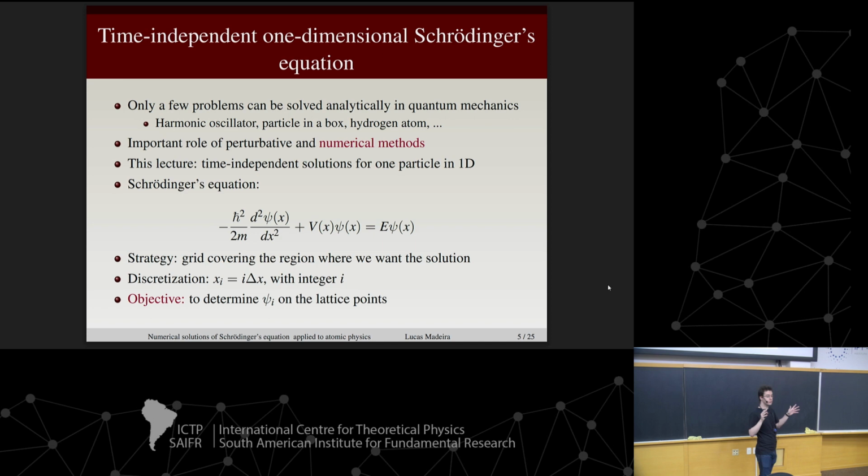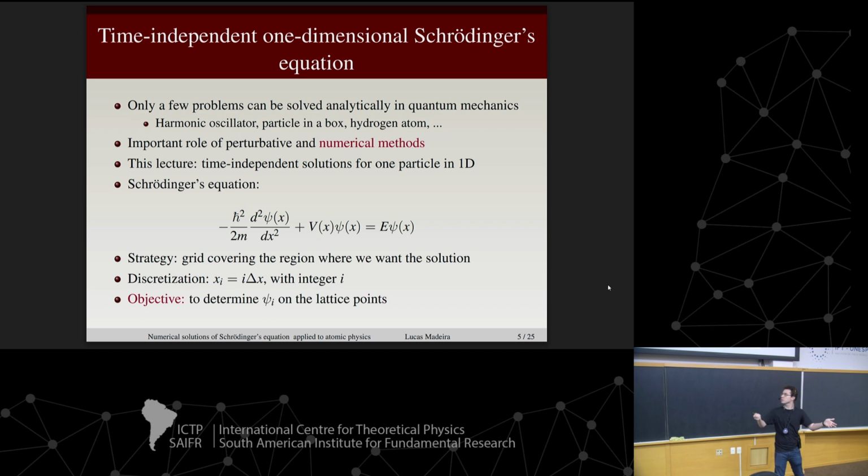Here we are going to do something different. We are going to discretize space. So we have some interval that we want to know our wave function in 1D. And I'm going to put a lattice of equally spaced points on this one-dimensional axis here. And then I'm going to convert my problem into finding the wave function, not everywhere, but on this discrete set of points, of lattice points, okay?